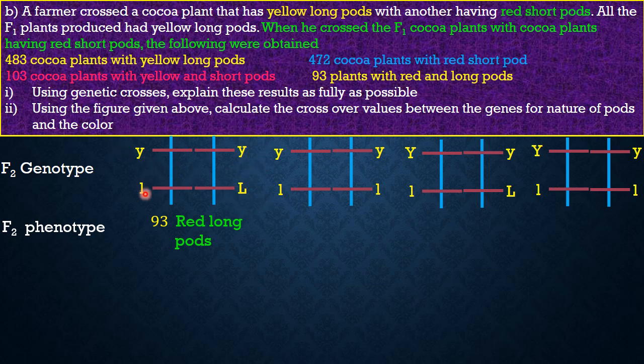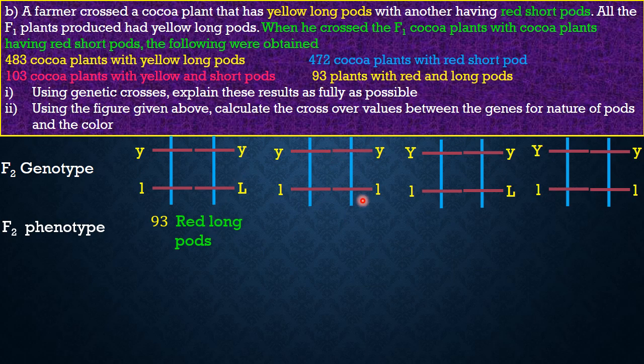At least we have capital L and small l, so capital L is dominant over small l. So we have 93 red long pods. We have to use the figures that the question has given us. Okay, the figures. So we have 93 red and long pods.